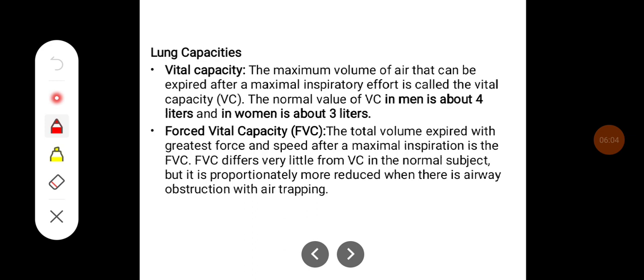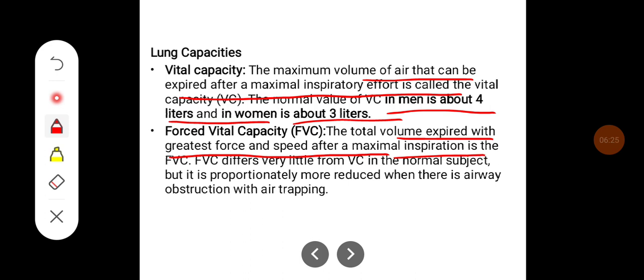Vital capacity. The maximum volume of air that can be expired after maximal inspiratory effort is called vital capacity. The normal value of vital capacity in men is about 4 liters and in women is about 3 liters. Forced vital capacity is the total volume expired with greatest force and speed after maximal inspiration. Forced vital capacity differs very little from vital capacity in normal subjects, but it is proportionately more reduced when there is an airway obstruction with air trapping.